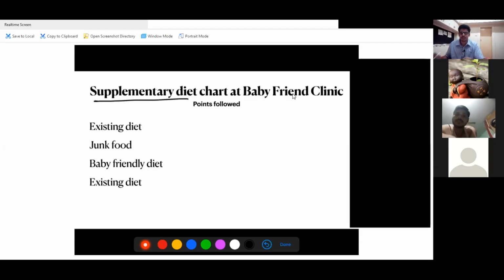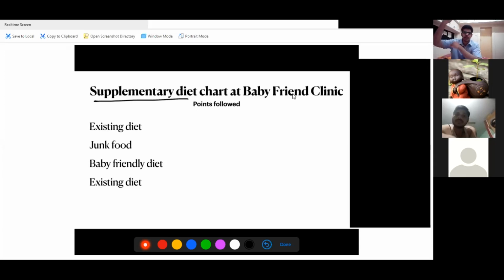Supplement means, like when you write your paper, you take 2 extra pages. That is called a supplement when you write your exams. So this diet is also like that only. It's a supplementary diet. That means whatever the child is eating, we are not going to stop that. He has to eat that, and we'll just supplement him.